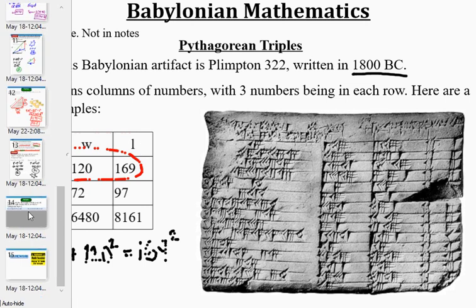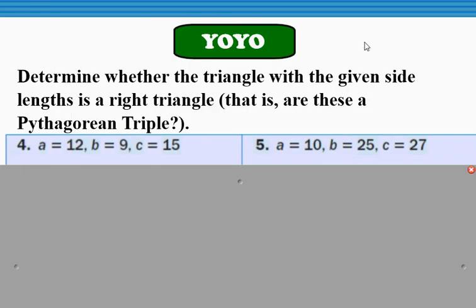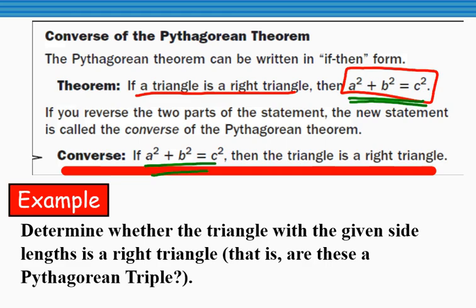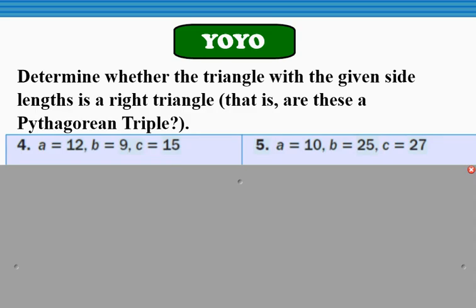I'm going to ask you to try one, and then that'll be it. So use the converse of the Pythagorean theorem. The converse is when you say the statement in the reverse order. Use the converse. Check whether a squared plus b squared equals c squared to see, could there be a triangle that is right with the following dimensions. Pause the video now, come back after you've had a chance to try.